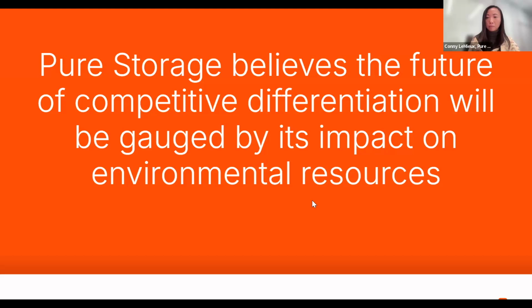So hopefully that gives you a little bit of backdrop for what we're talking about and why we are looking at this as a competitive differentiation, and environmental resources as an element of that.